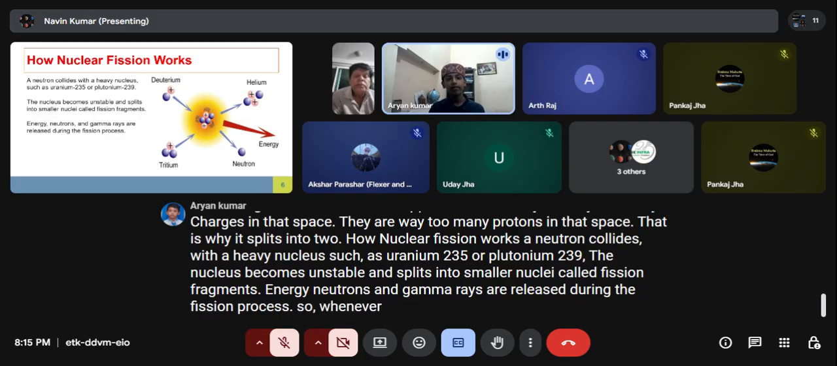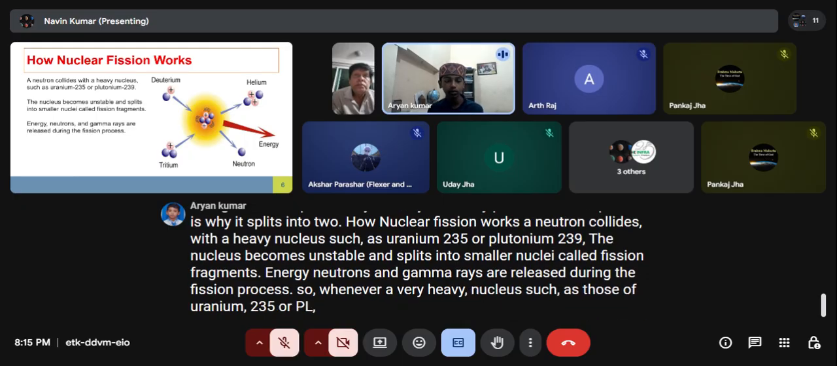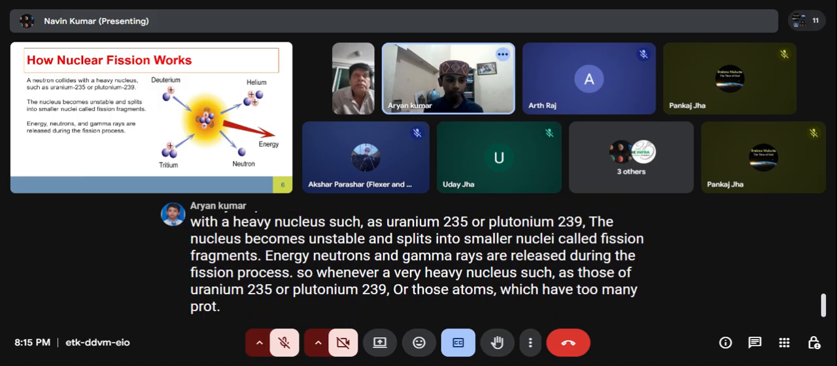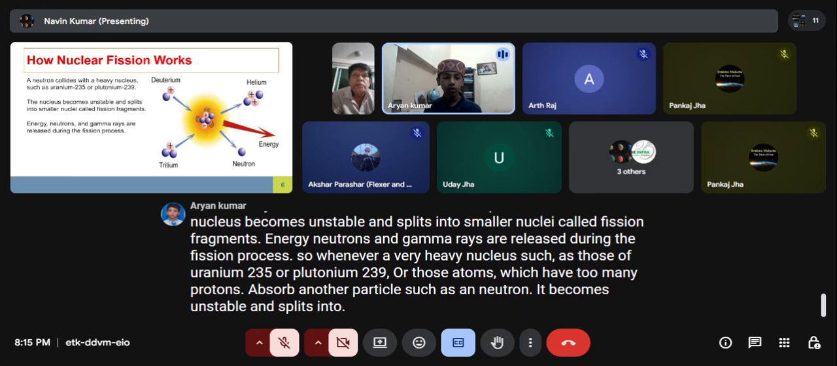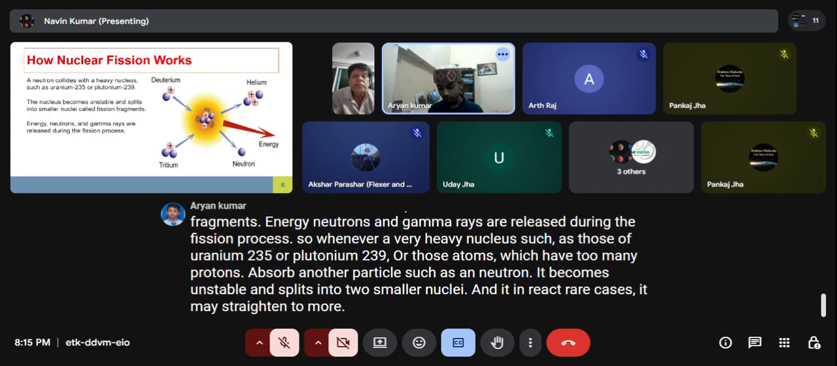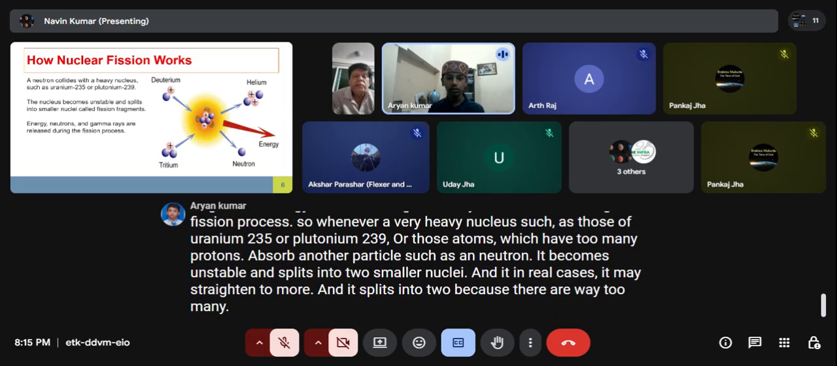So, whenever a very heavy nucleus, such as those of uranium-235 or plutonium-239, or those atoms which have too many protons, absorb another particle, such as a neutron, it becomes unstable and splits into two smaller nuclei. In rare cases it may split into more, and it splits into two because there are way too many protons in that close space.